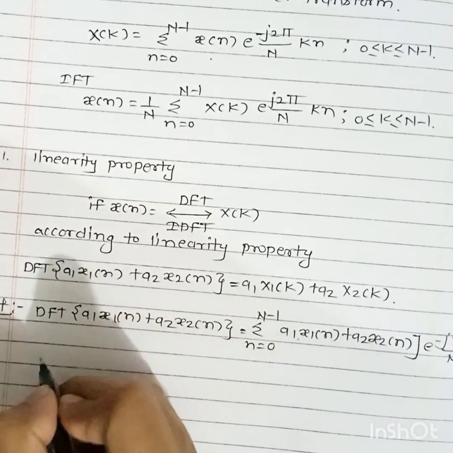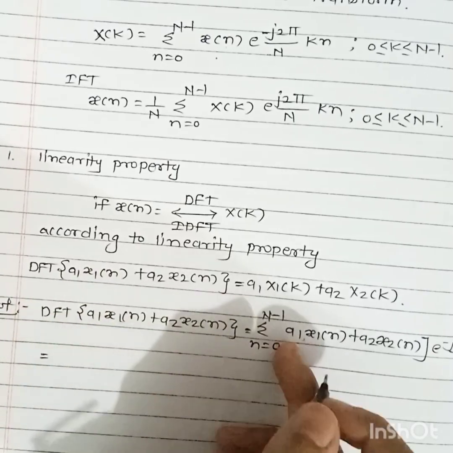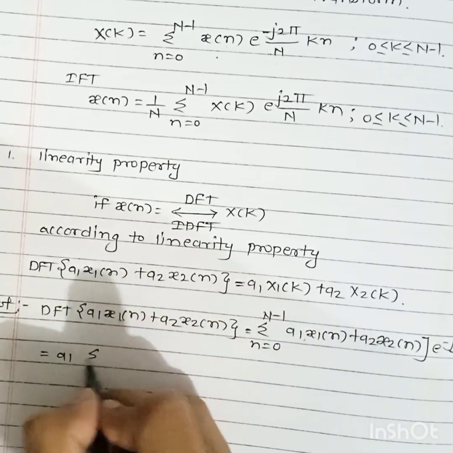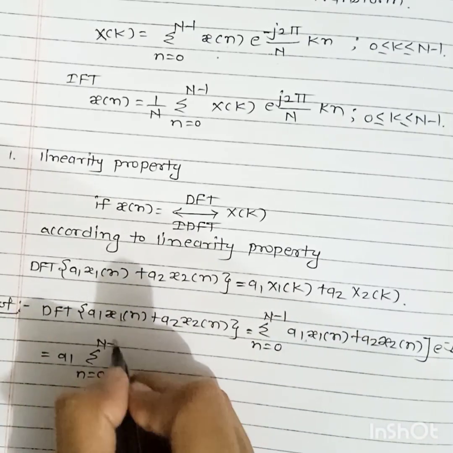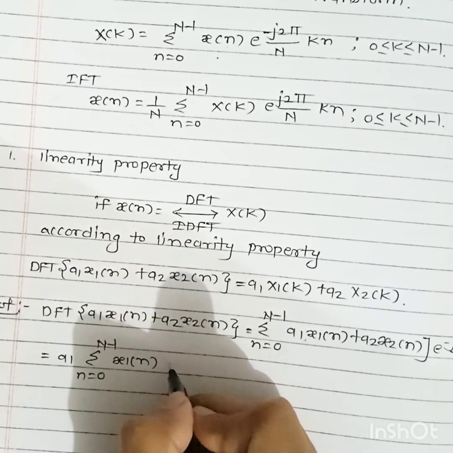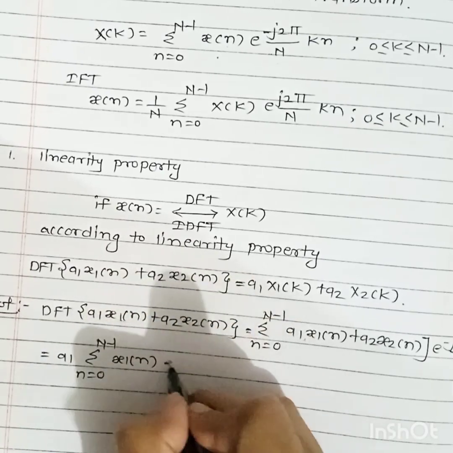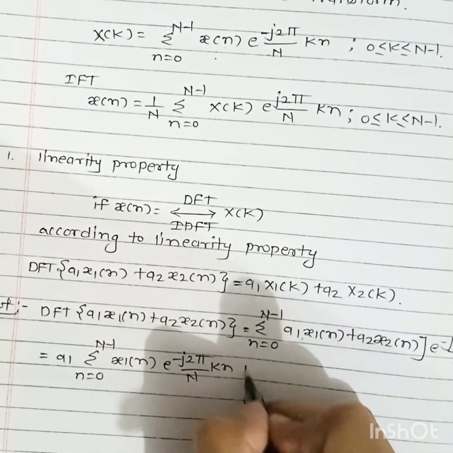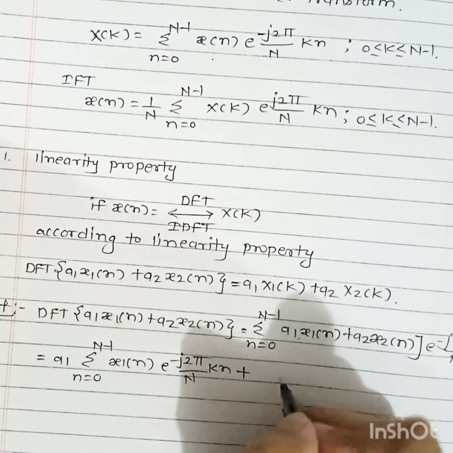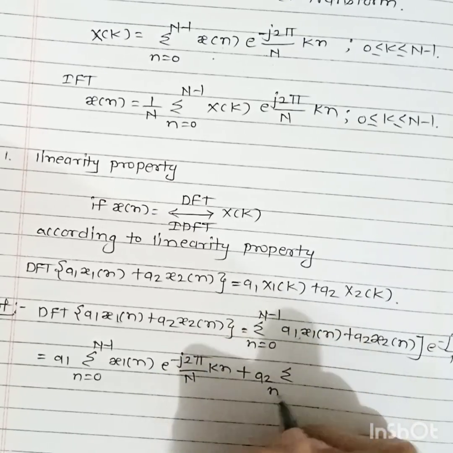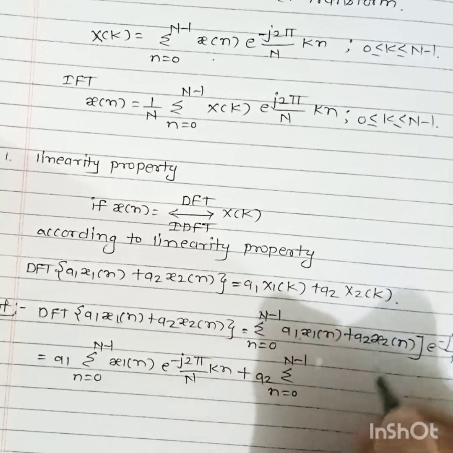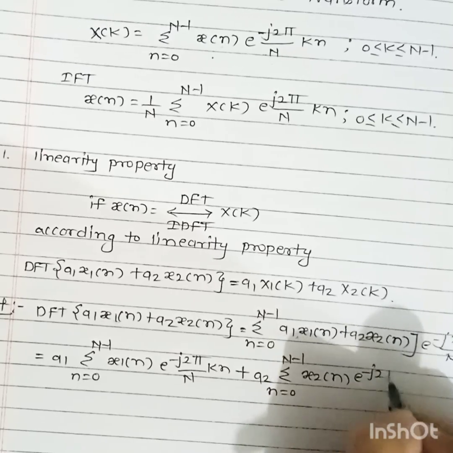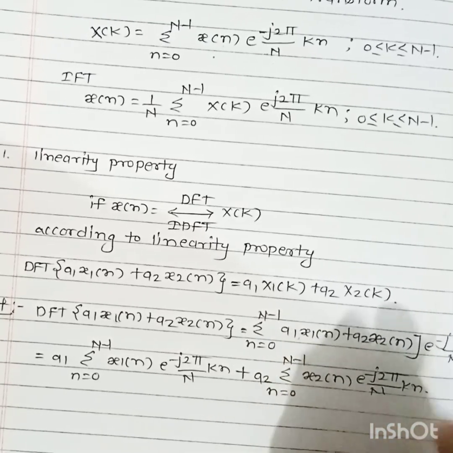Now let me write the right hand side here. I will take a1 outside and apply summation to the input, x1 of n into e power minus j 2 pi by N into kn, plus, now again I will take a2 outside and apply summation to the input, that is n is equal to 0 to N minus 1, x2 of n and the remaining part e power minus j 2 pi by N into kn.